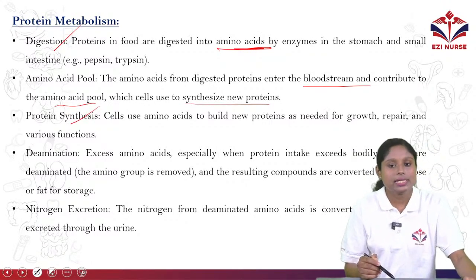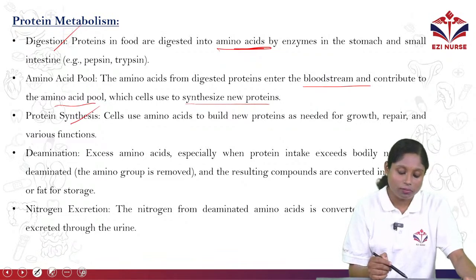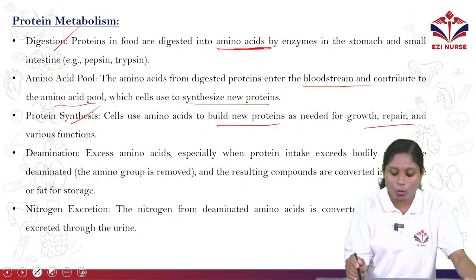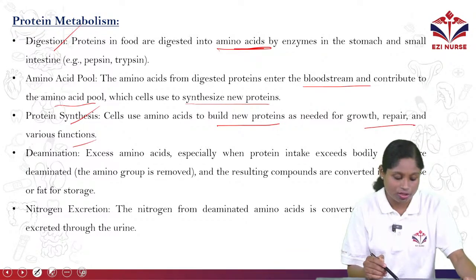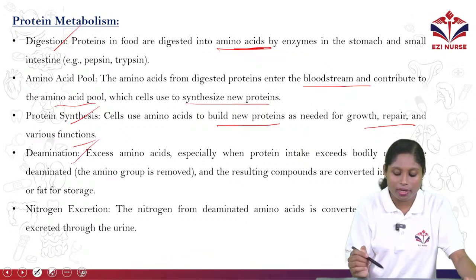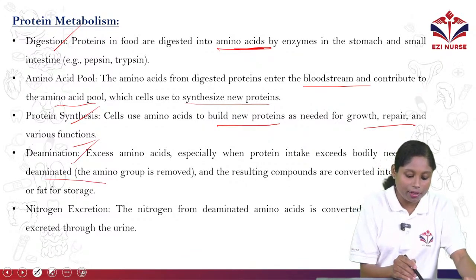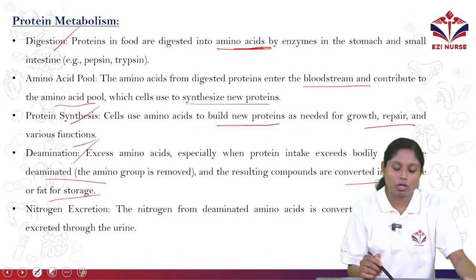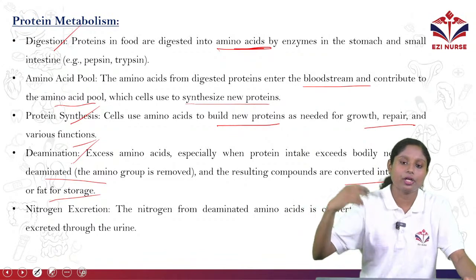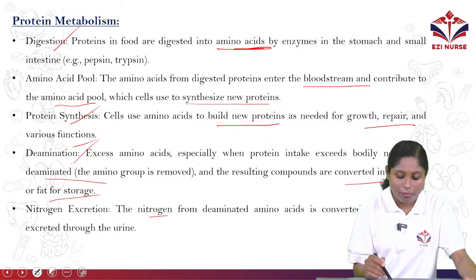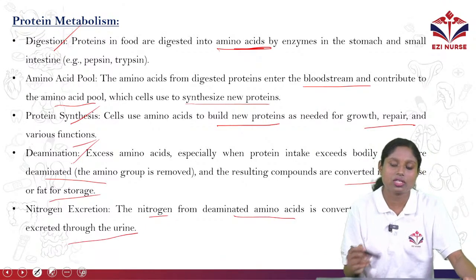Next is protein synthesis. So what is synthesis here? Cells use amino acids to build new proteins as needed for growth, repair and also various functions. Deamination. Excess amino acids, especially when protein intake exceeds body needs, are deaminated and the resulting compounds are converted into glucose or fat for storage. Nitrogen excretion. The nitrogen from deaminated amino acids is converted into urea and excreted through urine. So this is the elimination.